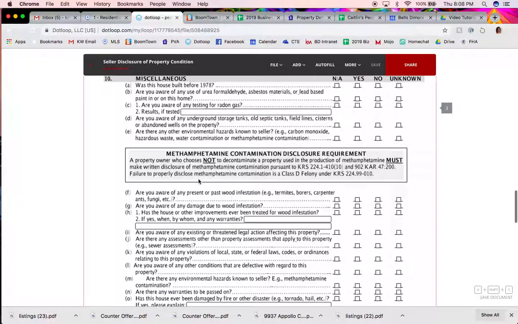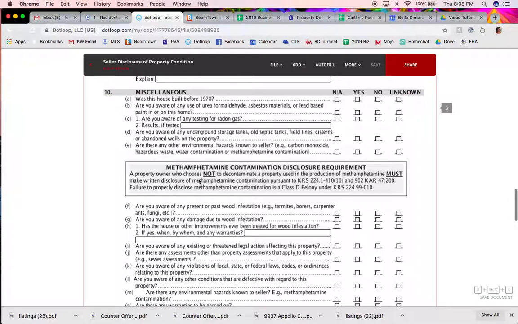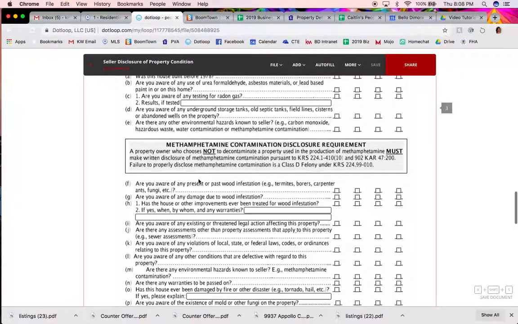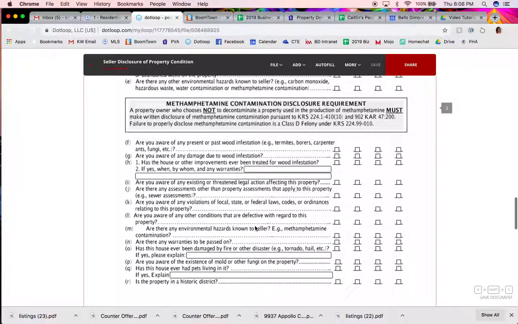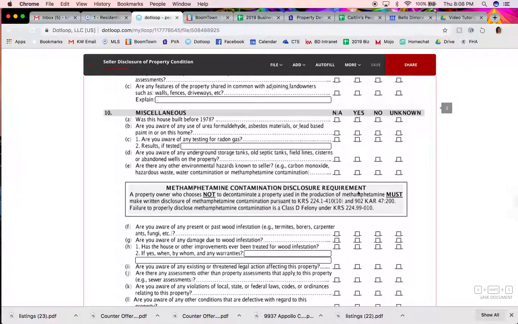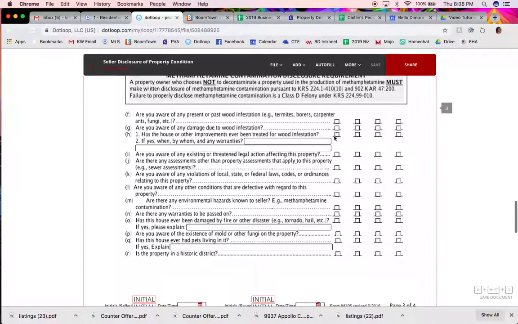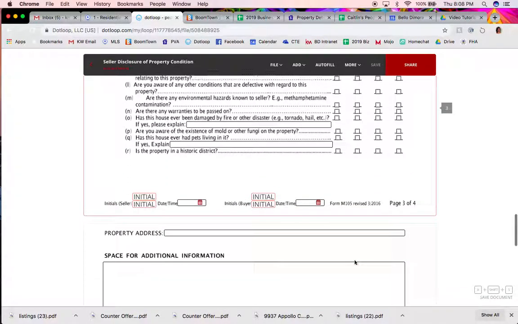The rest of this is just miscellaneous information. Is there radon, or has there been radon? Termites or other wood destroying insects? Is it a meth house? Were there pets? Has it been destroyed by fire? So all kinds of different questions. Is there legal action like foreclosure against the property? So again, look for the yeses and see if there's anything that's triggered there that would make you want to ask a deeper question. And of course, initials and date and time for both buyer and seller.